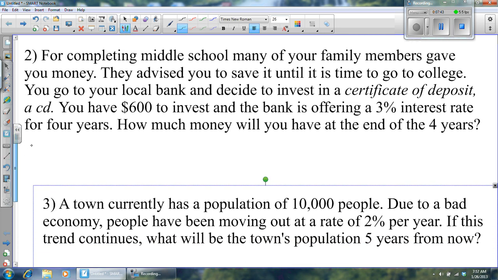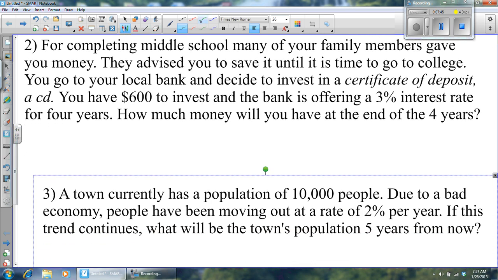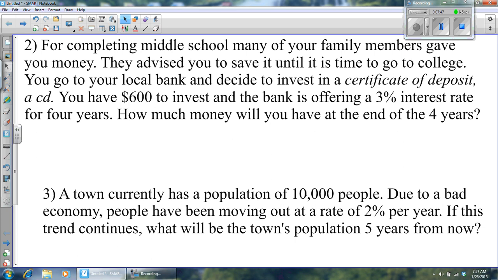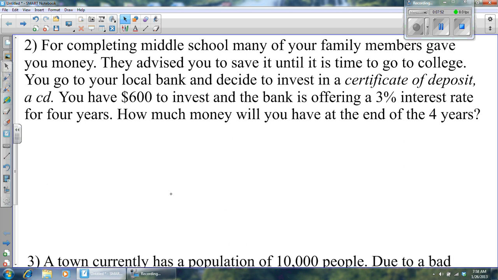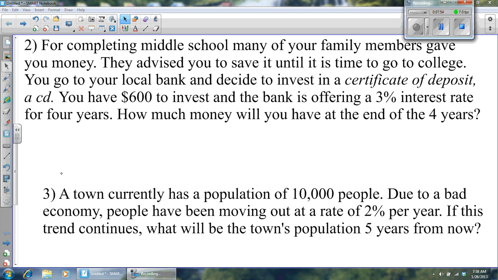For completing middle school, hold on one second here. I need to move this problem down. There we go. Oh, no, it doesn't want to move.